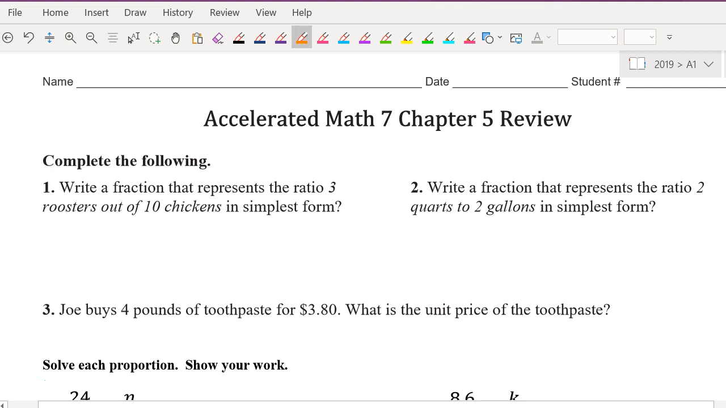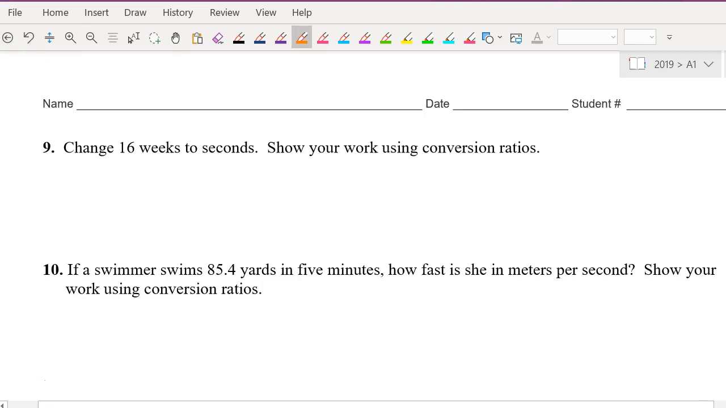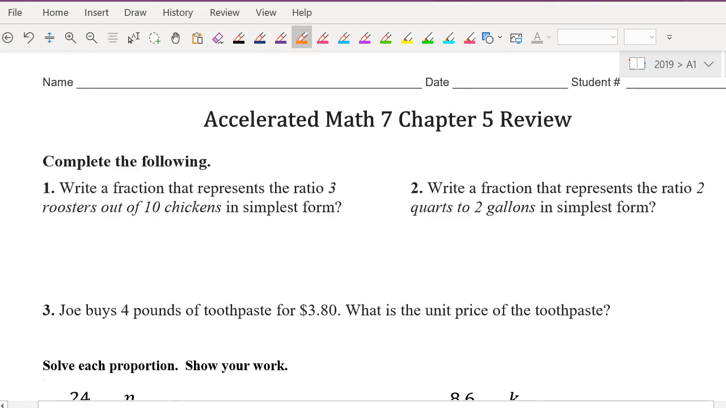Write a fraction. Chapter 5 is all about proportions. Write a fraction that represents a ratio. So first we start with ratios. Who thinks they know the answer? But they said write it as a fraction, right? So what would we write? 3/10. Yep, exactly. It seems like a trick question, but that's it. You just write it as a fraction. You're done. Okay, thank you, sir.